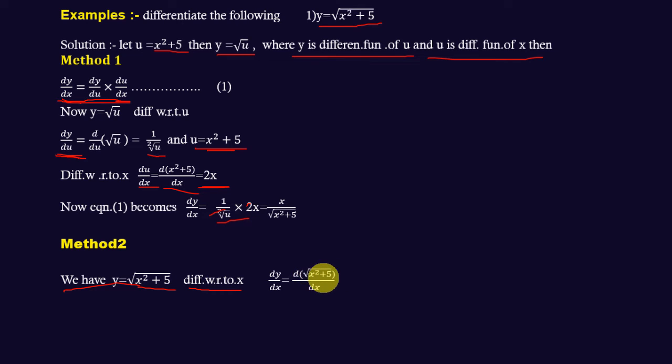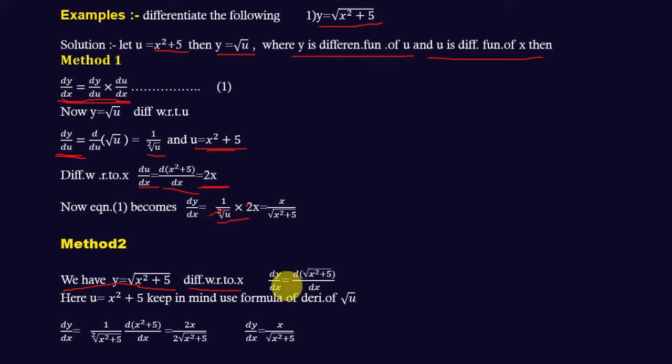Square root means (x square plus 5) raised to 1 half. Use the formula of x raised to power n. Then what we get as the derivative: keeping u as x square plus 5 in mind, we differentiate this root u. Root u means square root of x square plus 5.